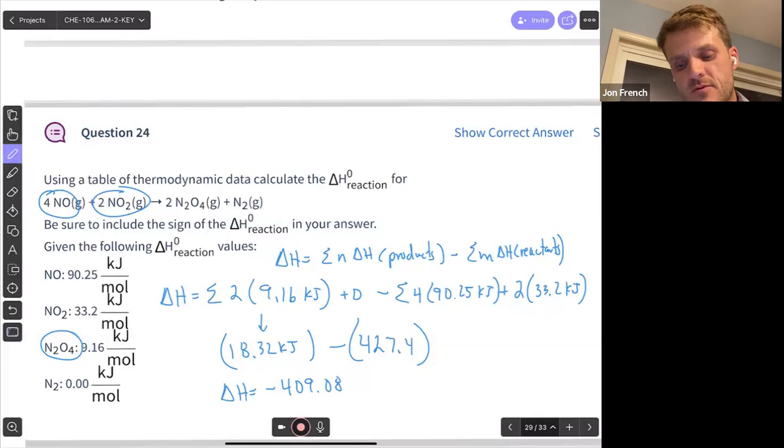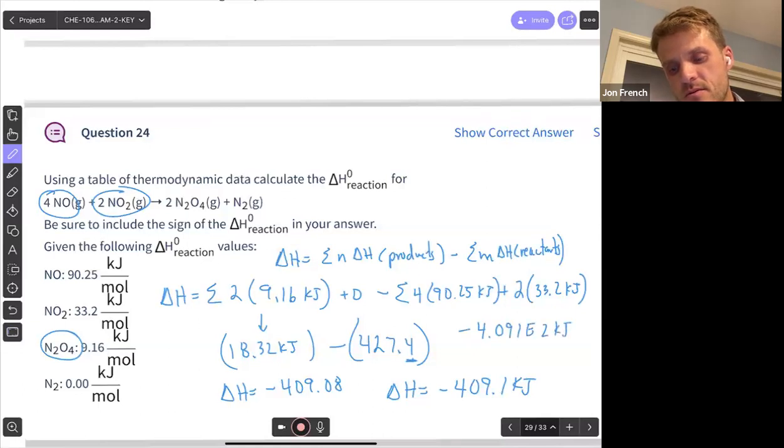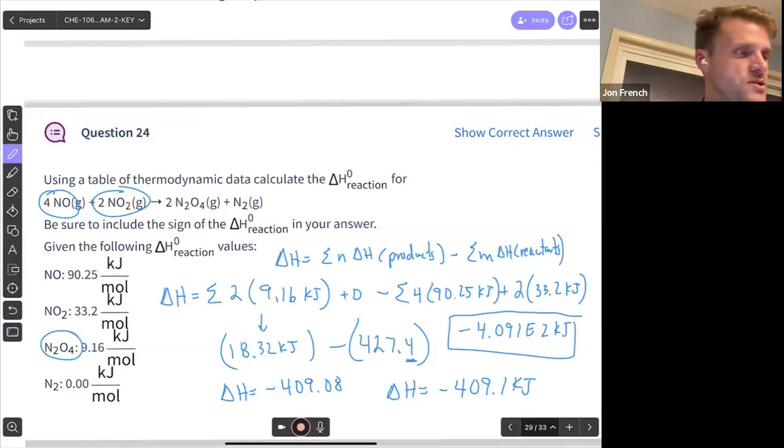I've got one decimal place here. I need to have one decimal place in the answer. So many of you that I've helped this week on this problem, right? Then the answer is negative 409.1 kilojoules. I need to have that decimal place there, right? So negative 4.091 e to the 2 kilojoules for question 24.